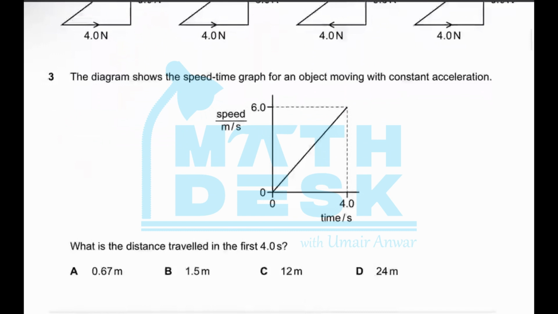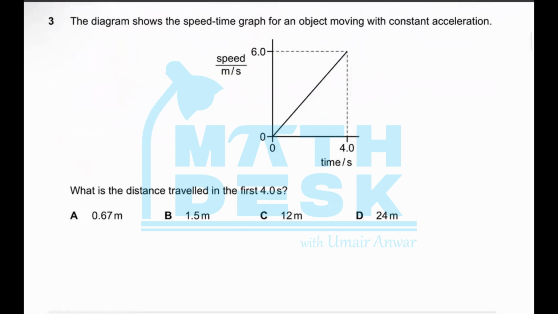Question number 3 says the diagram shows the speed time graph for an object moving with constant acceleration. Since it is moving with constant acceleration, we can see that the line drawn over here is a straight line. The gradient of the line is constant. What is the distance traveled in the first 4 seconds? So we need to find out the distance traveled using a speed time graph. For that, we would be calculating the area under the graph.